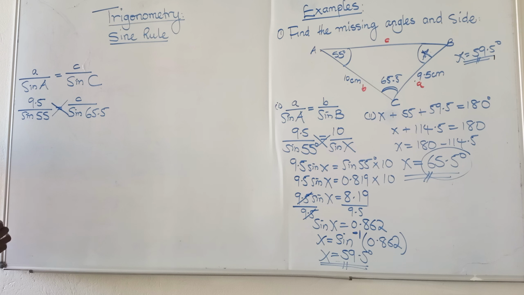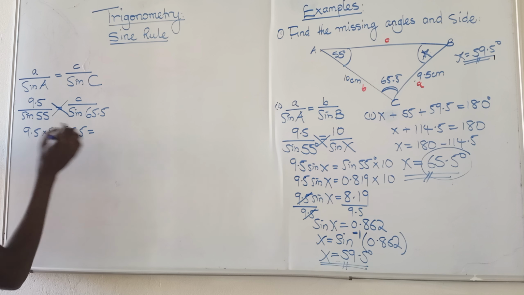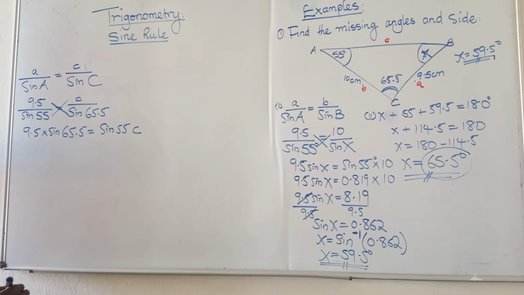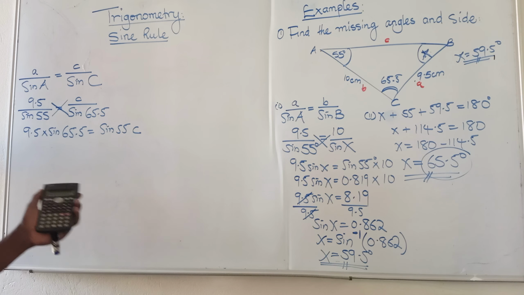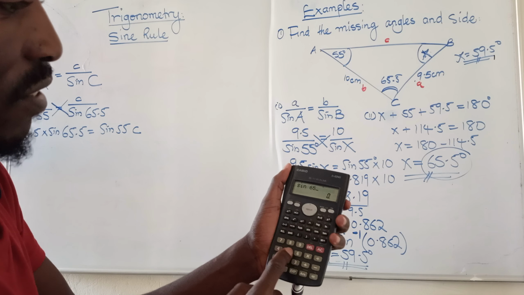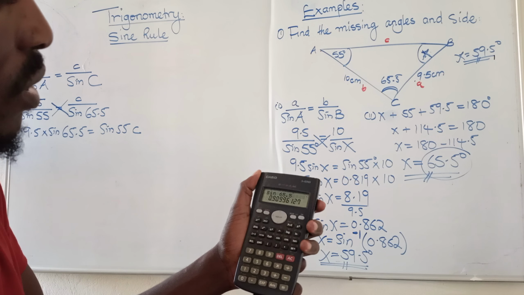Now, when we reach here, what do we do? We cross multiply. So this will be 9.5 times sine 65.5 equal to sine 55 C. Okay, so what we do, we punch that on our calculator. What is sine 65.5? So we say sine 65.5, like that.